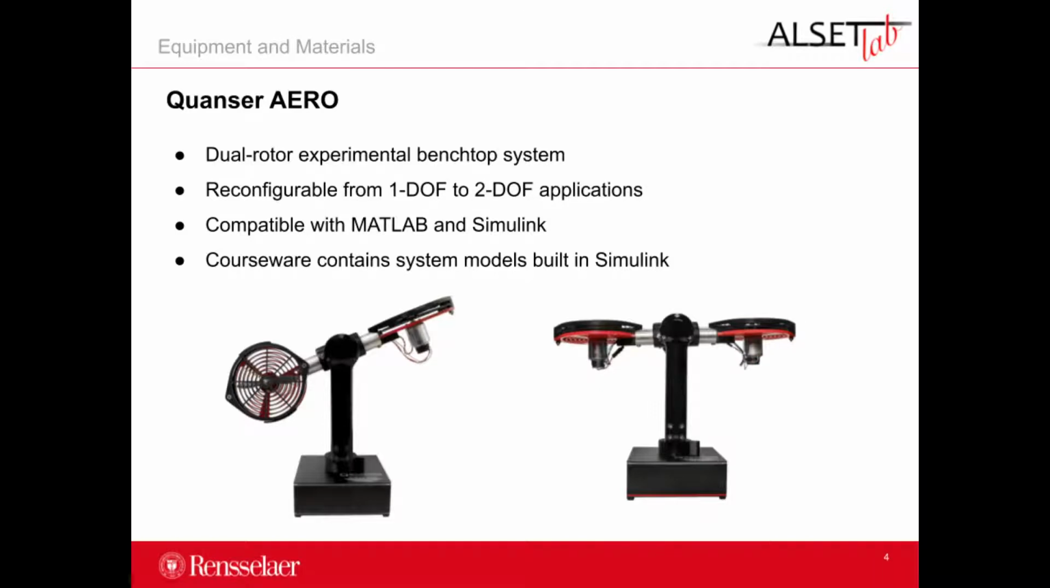The system that I modeled in this work was a Quanser AERO dual-rotor experimental benchtop system. While the AERO can be configured to function as a 2 degree of freedom system, I only utilized it in its 1 degree of freedom configuration in order to keep the estimated model as simple as possible. In this configuration, the system is only able to rotate about the pitch axis, limiting the number of measurements that needed to be accounted for. The AERO is also compatible with MATLAB and Simulink, and it even comes with some Courseware modules and pre-built Simulink models that were a helpful starting point for this work.